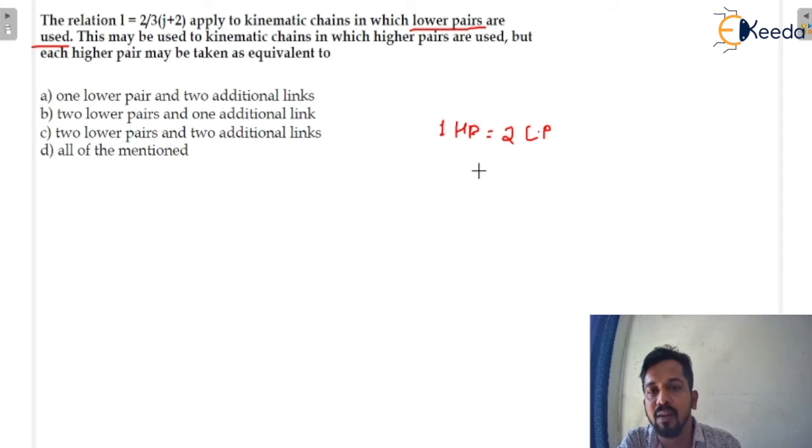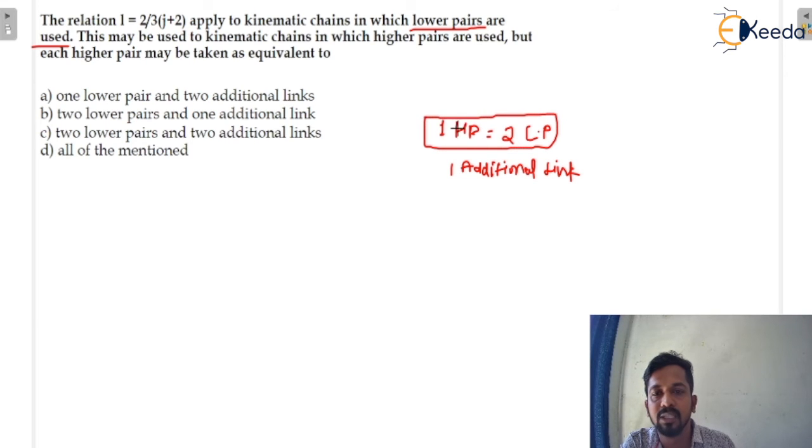Okay, and one additional link. If I'm talking about the links, there will be one additional link. So this value, you must remember that one higher pair is equal to two lower pairs.